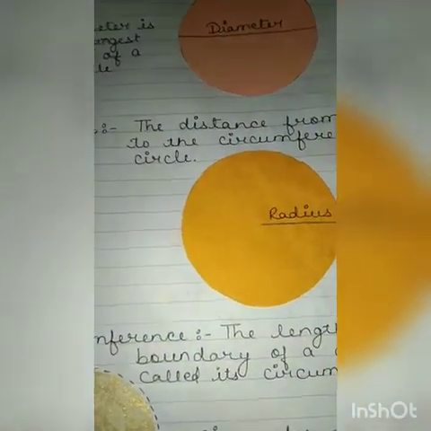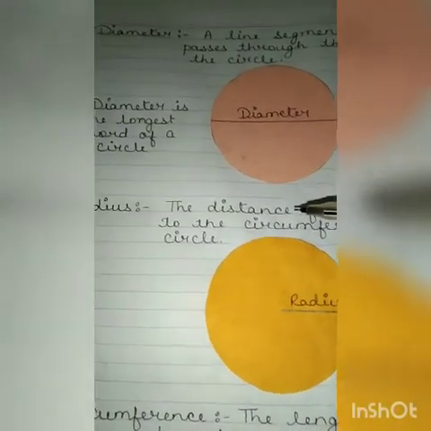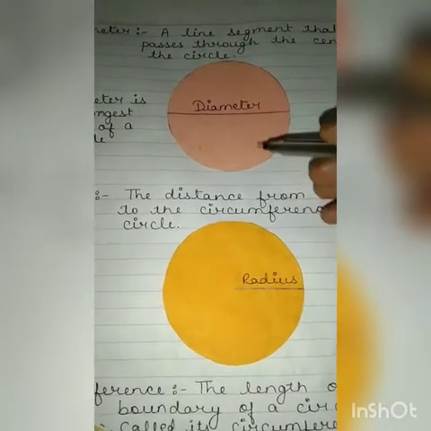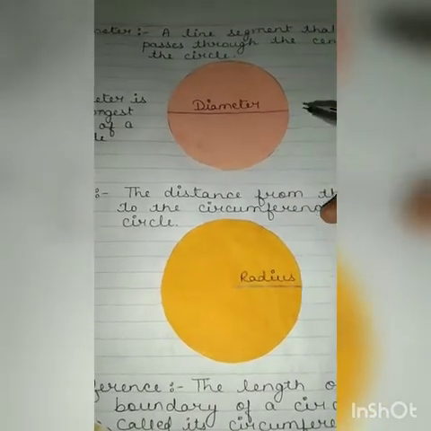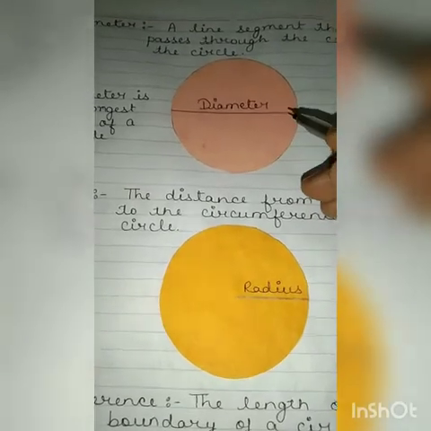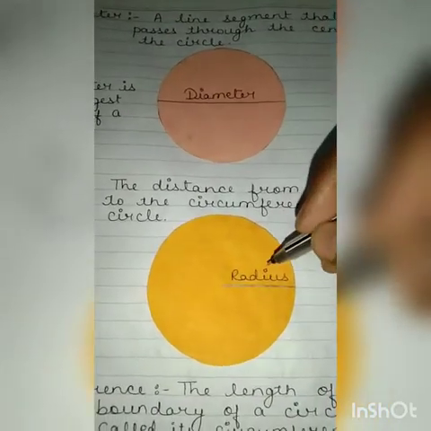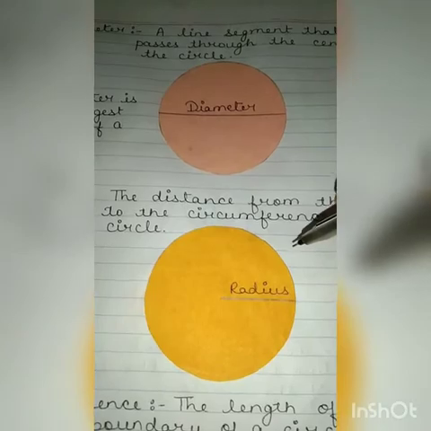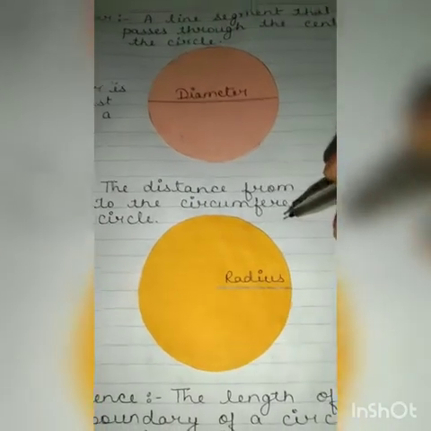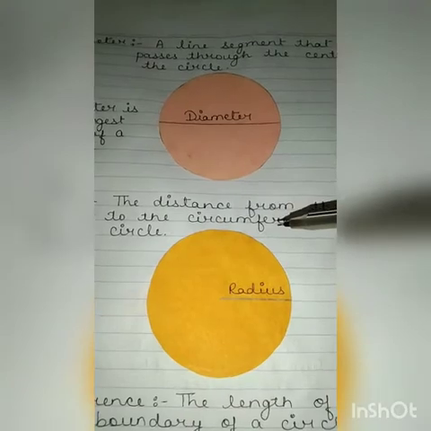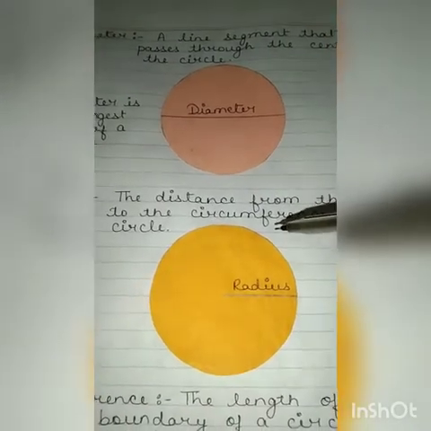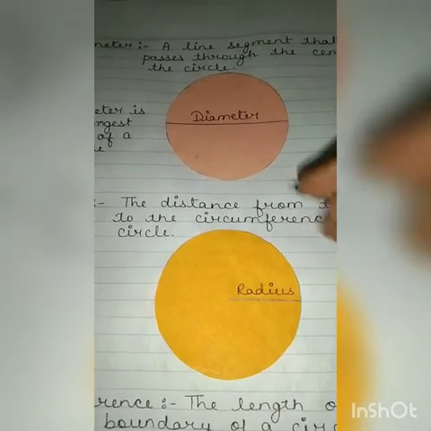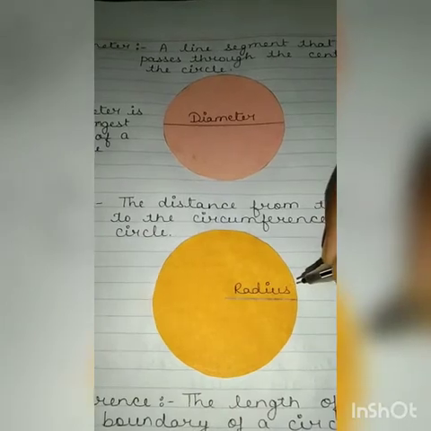So children, your today's homework is to write all these definitions neatly in your copy, and draw the figures also. You can draw them on colorful papers, or if you are not having papers, you can draw in your copy with the help of pencil and compass. Learn the definitions for your annual examination. This will come in your exams. So children, learn it properly, draw all the figures, write all the definitions in your copy.